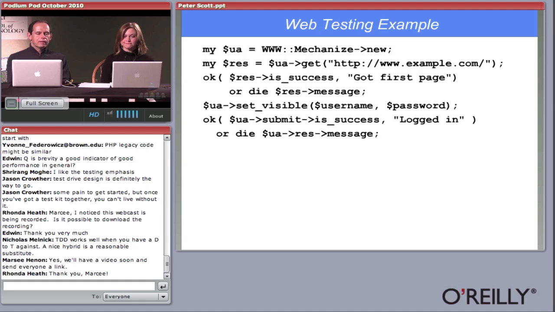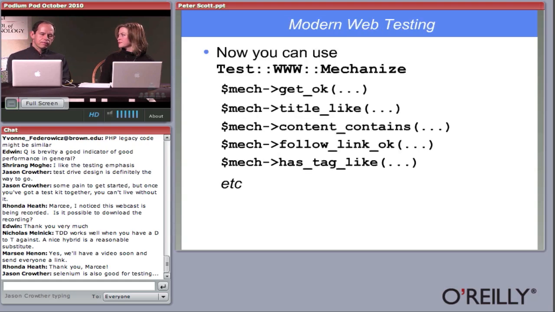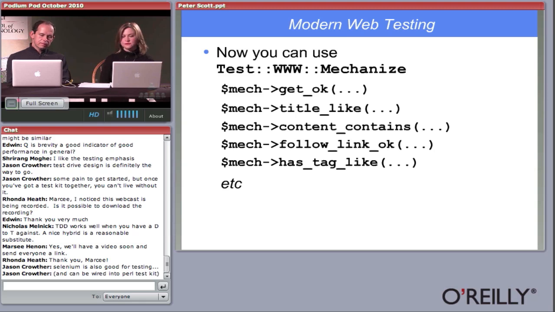And then you can use something like Mechanize, which acts like a browser. Makes it very easy to navigate and fill in forms, and you can write programs like this that have tests in them. Does that work sort of like curl? Yes, from within Perl. And so here's a program that tests that you're able to fetch a page, that you're able to submit a username and password and log in. And that functionality has now been abstracted out into a module called Test::WWW::Mechanize, which provides the testing methods for a Mechanize object itself.